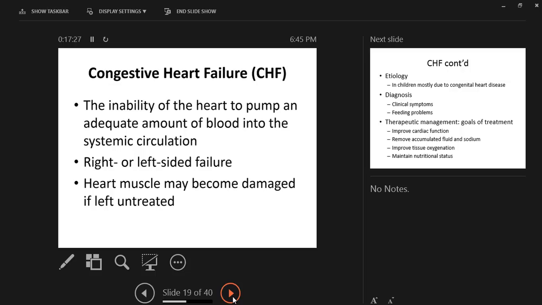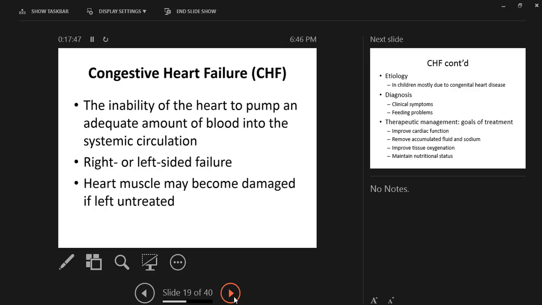Congestive heart failure: the inability of the heart to pump an adequate amount of blood into the systemic circulation. I would expect you to know that definition. And it can result in tachycardia, pulmonary congestion, cyanosis, dyspnea, and systemic congestion, which can result in hepatomegaly.